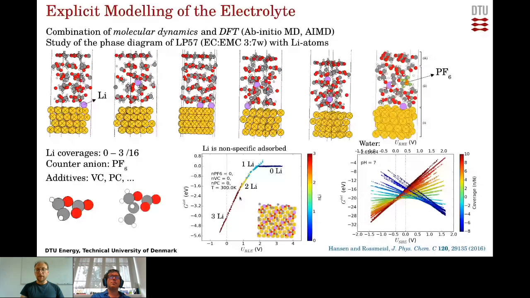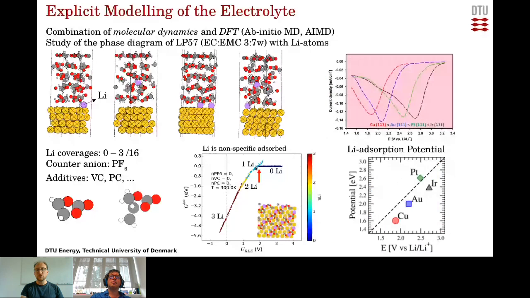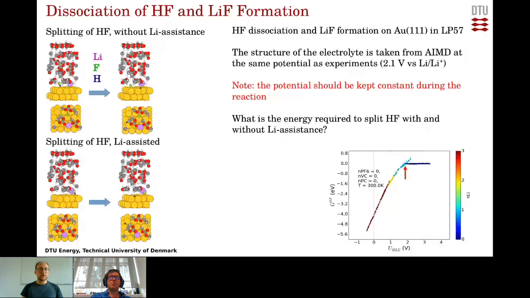And then if we look at the lithium adsorption potential, so the point here where we start having lithium adsorbed at the surface, we see that in this case too, it correlates really well with the electrochemical response. So this is a further indication that the presence of lithium at the interface is required to split HF. Then we set aside the MD simulations for a bit, and we take a structure of the electrolyte at the potential where we have lithium at the interface, indicated by the red arrow here. And we try two different things. One is splitting HF without any lithium, and the second is splitting HF with the presence of lithium.